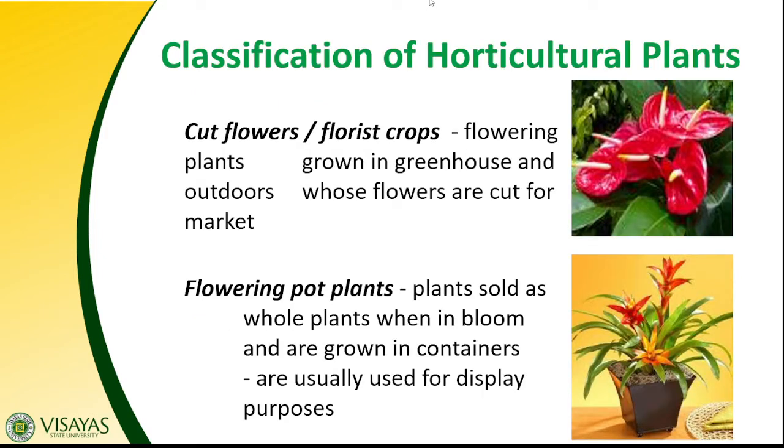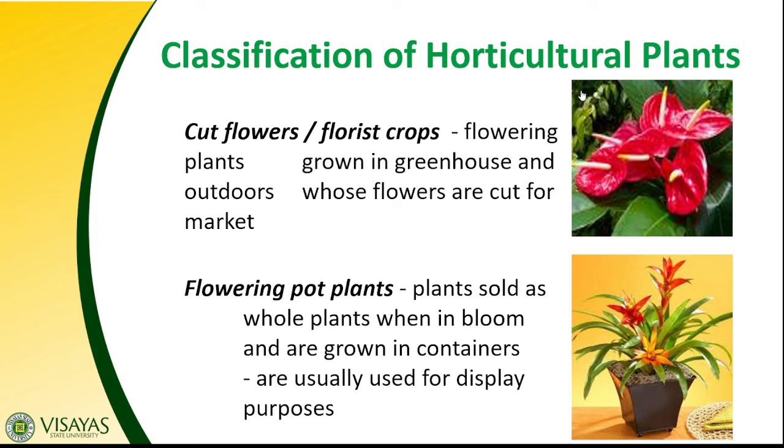Horticultural plants are classified into different groups or categories, and the first one is cut flowers, otherwise known as florist crops. These are flowering plants grown in greenhouses and outdoors whose flowers are cut for market when they are in full bloom, just like this very beautiful, colorful anthurium.